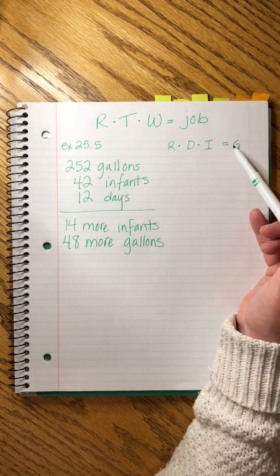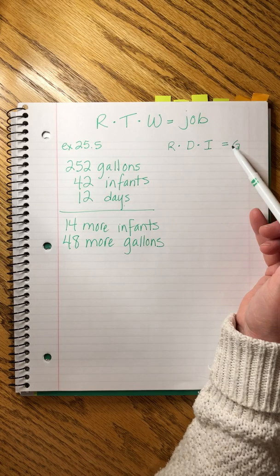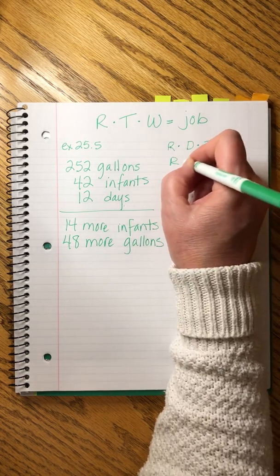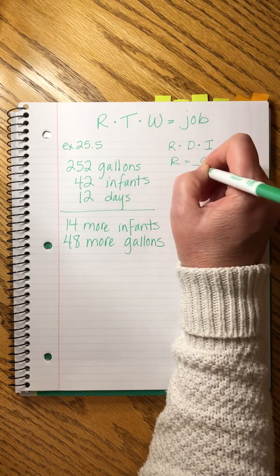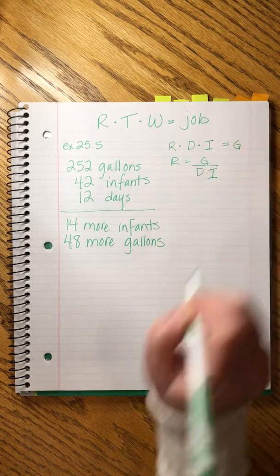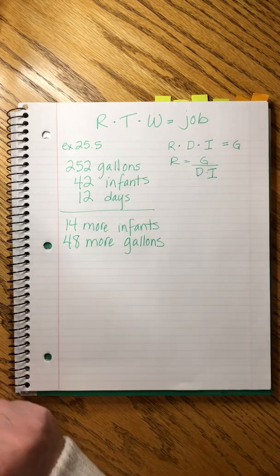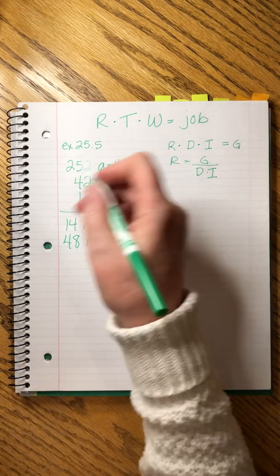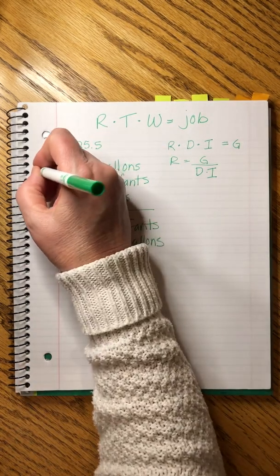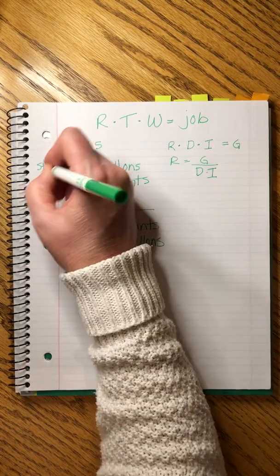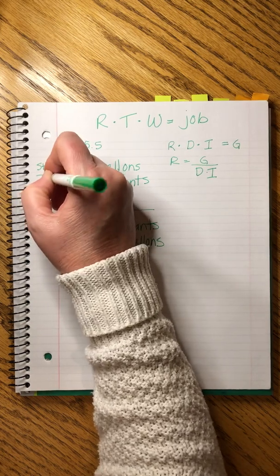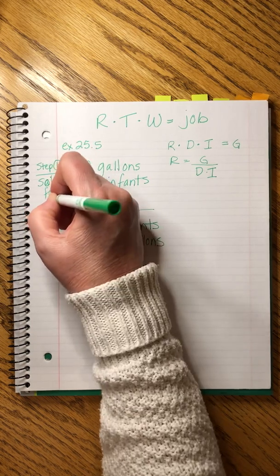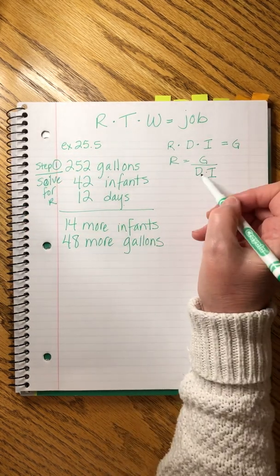much milk they drink. So to find the rate of the gallon, of the babies, we'll divide both sides. So the rate will equal the gallons divided by days times infants, right? I'm just algebraically playing with that. So that means we can use this information. This is our step 1, to solve for the rate. We rearranged it algebraically.